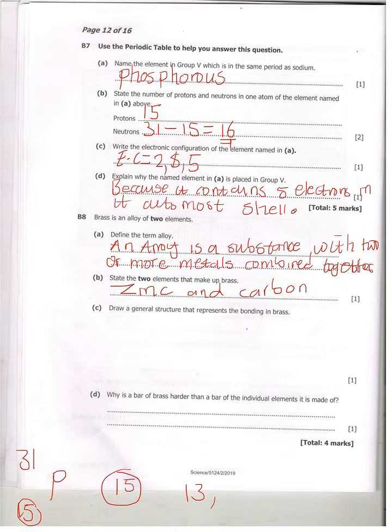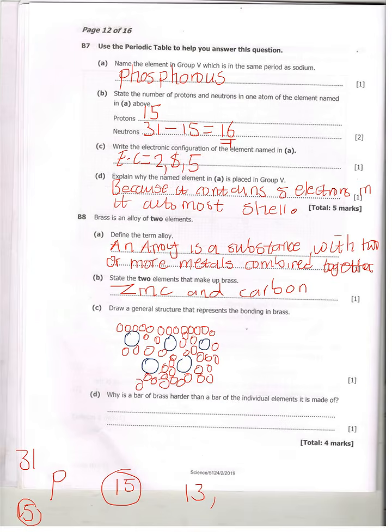Then for the second one, the C, draw a general structure that represents the bonding in brass. So here, what we can just do is we use just this small circle will represent the atoms of, let's say, zinc. Then these big atoms will represent atoms of carbon. So that's what you do. You just make up something like this. Since we have combined the 2 elements. So this is how you can draw a general structure of an alloy.